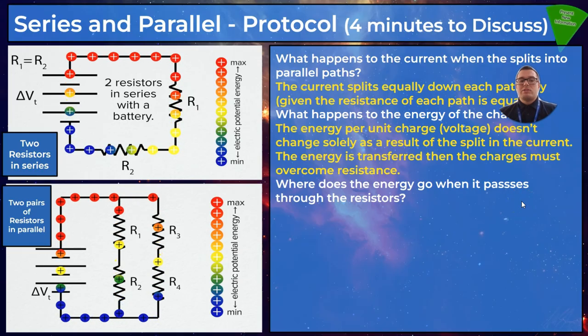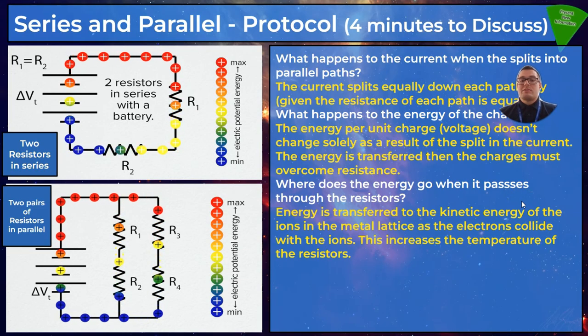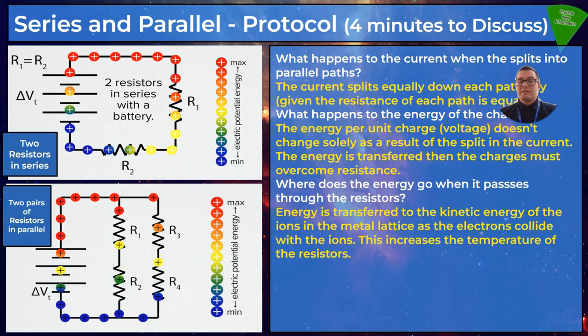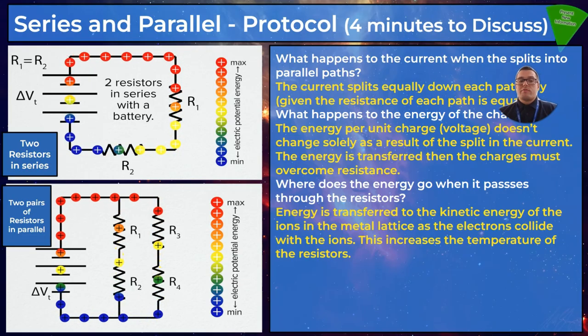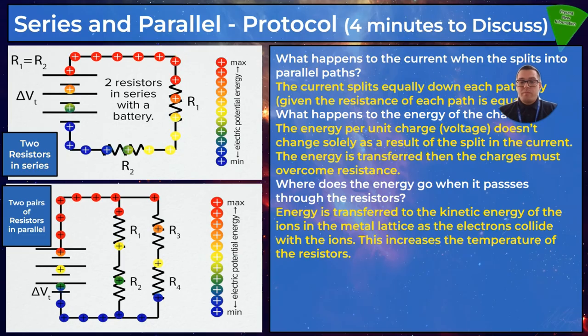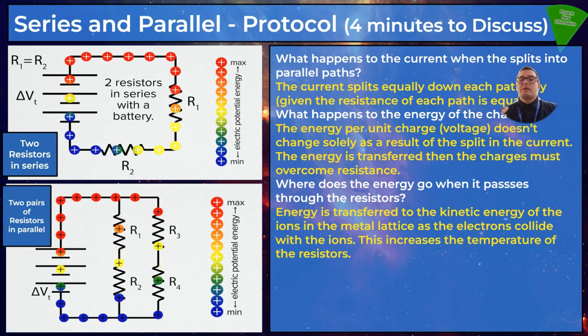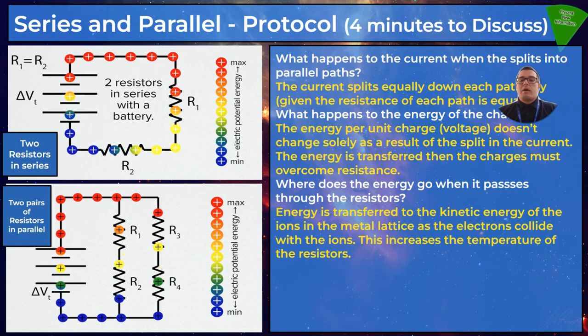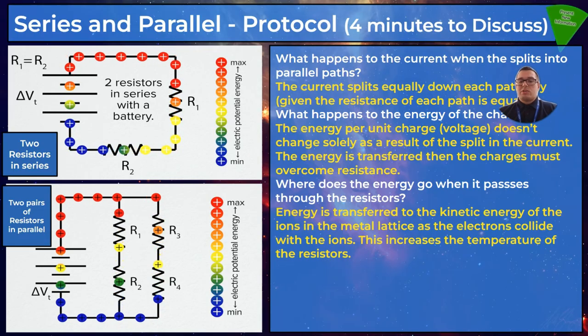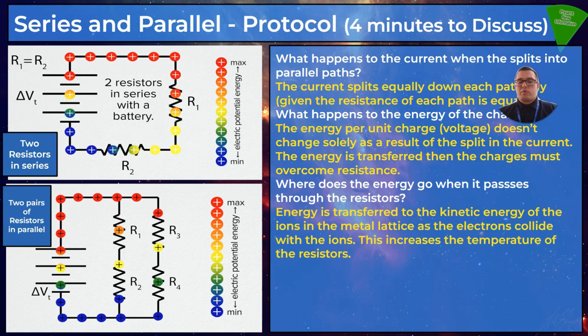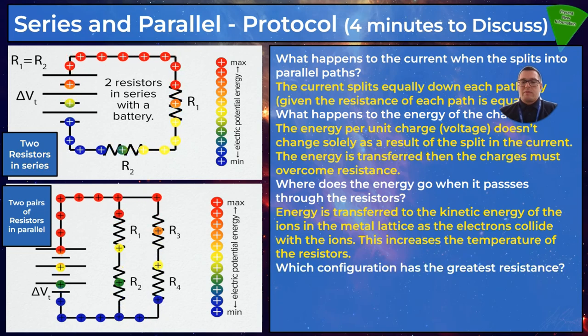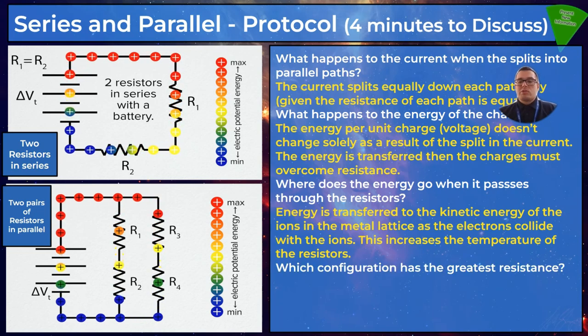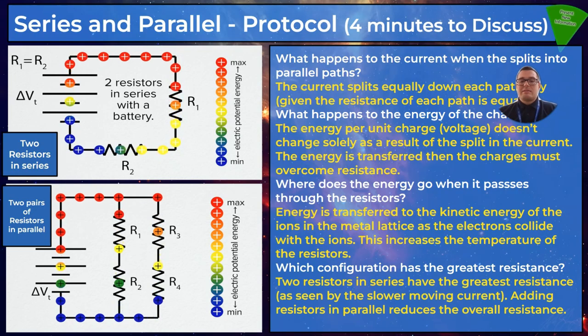And then where that energy goes, well, that energy isn't transferred until it meets a transducer, which in this case is the resistor. Transducers just convert energy into a new form. So in the case of a resistor, they would transfer that energy into thermal energy. They would just get hot. So that energy is transferred to kinetic energy in the lattice as a result of those collisions. That increases the temperature.